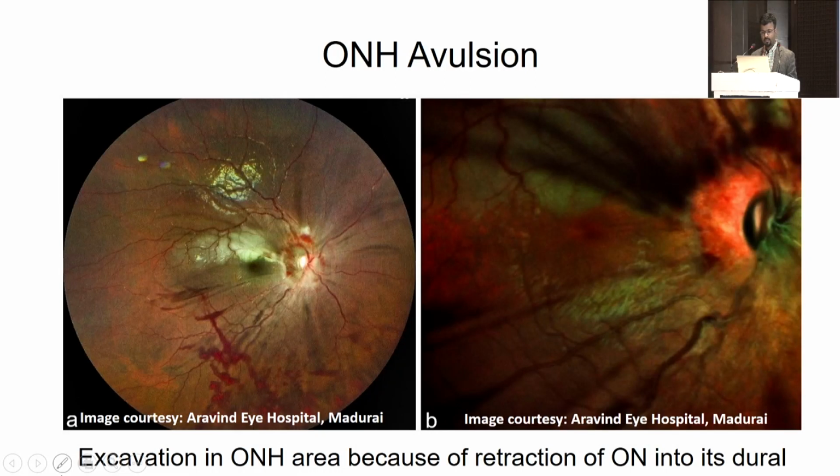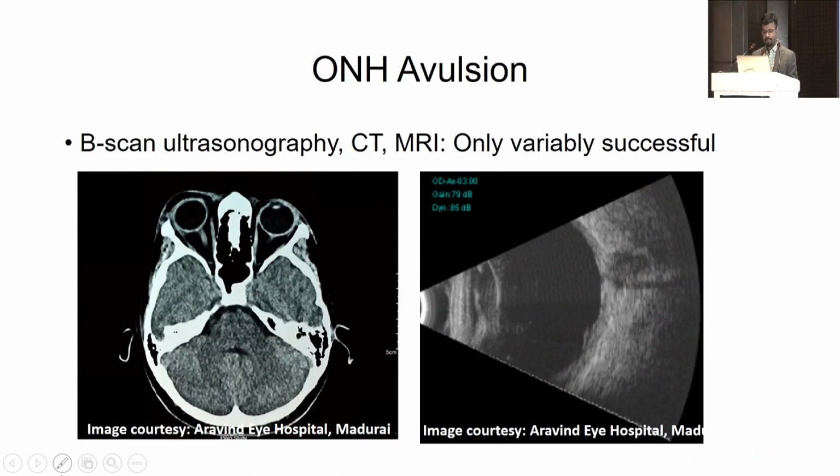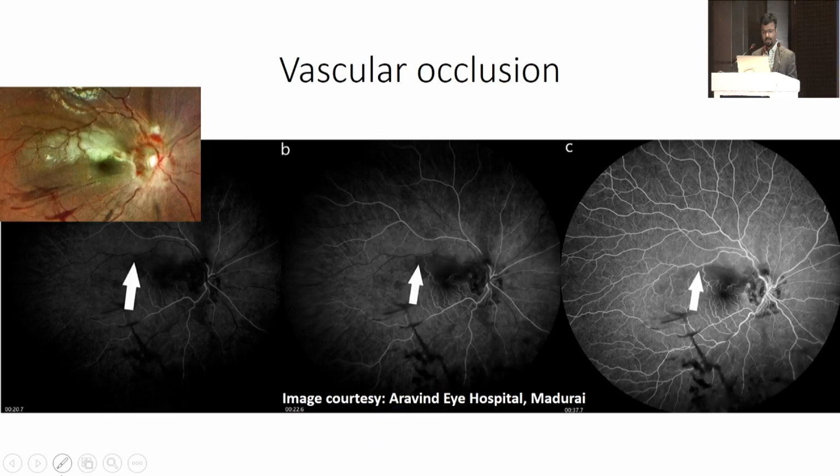This is a case of optic nerve head avulsion. On the left side is the early sign, and on the right side is the late presentation. B-scan ultrasound, CT, and MRI are only partially successful. It can also lead to vascular occlusion. Most common is CRAO.